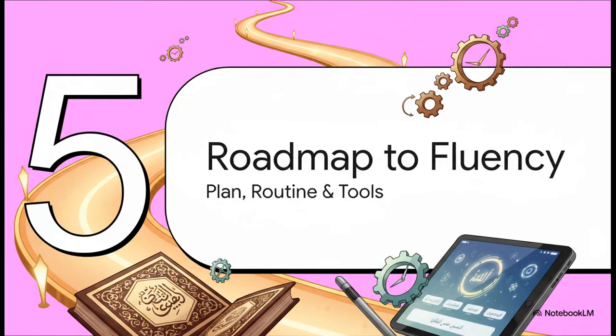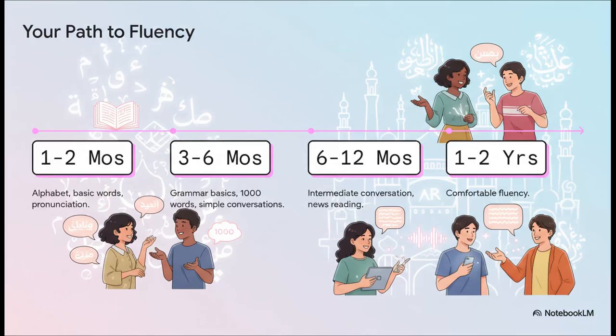So, we've covered a lot of ground. How do we pull all these pieces together into a real, solid plan that actually gets you to fluency? Let's map out the long-term journey, the daily routine, and the best tools for the job. Here's what that journey can look like. In the first couple of months, you'll nail down the alphabet. By about month 6, you'll have a solid grasp on basic grammar and that core 1,000-word vocabulary. Within a year, you can definitely reach an intermediate conversational level, and with 1 to 2 years of consistent effort, comfortable fluency is absolutely within your reach. See how each stage just builds on the last?